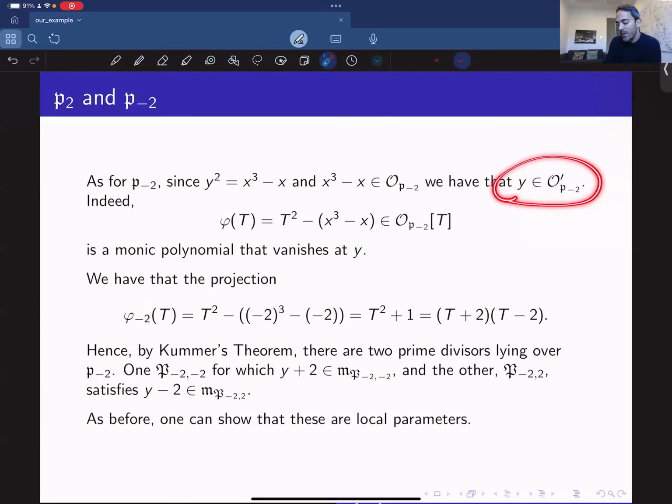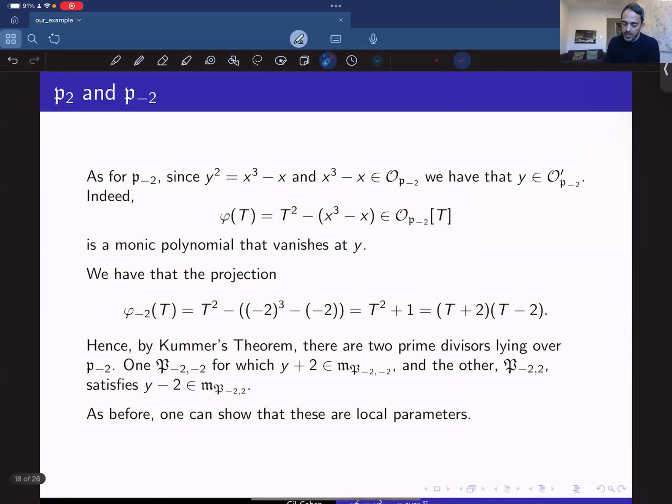So what we have is, by the same reasoning, that y is also integral over O_{P minus 2}, because this is its minimal polynomial, it's monic, and the coefficients are in O_{P minus 2}. So by Kummer's theorem, in order to figure out what the prime divisors lying above O_{P minus 2} are, you need to take this polynomial and project it now to M_{P minus 2}, which again means just plugging minus 2 in for x. When you do that, you get t squared plus 1, which actually in F5 does factor into t plus 2 and t minus 2.